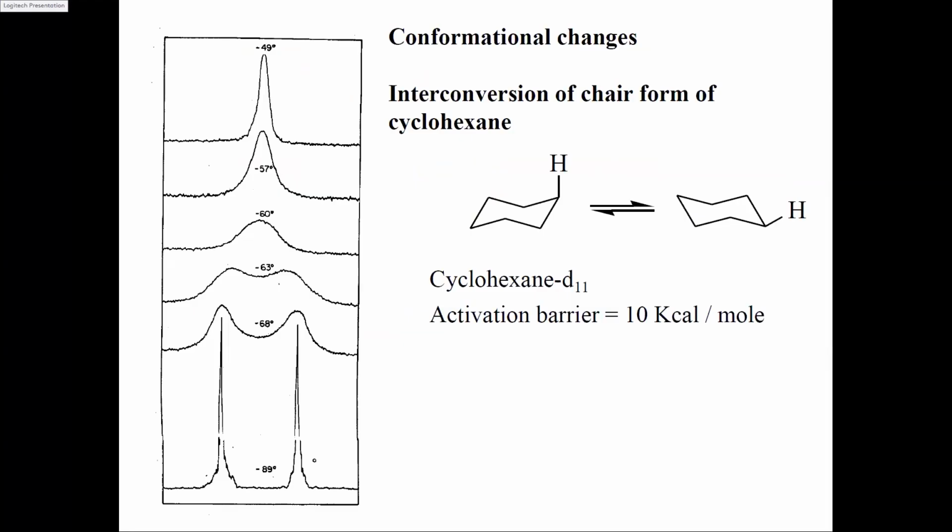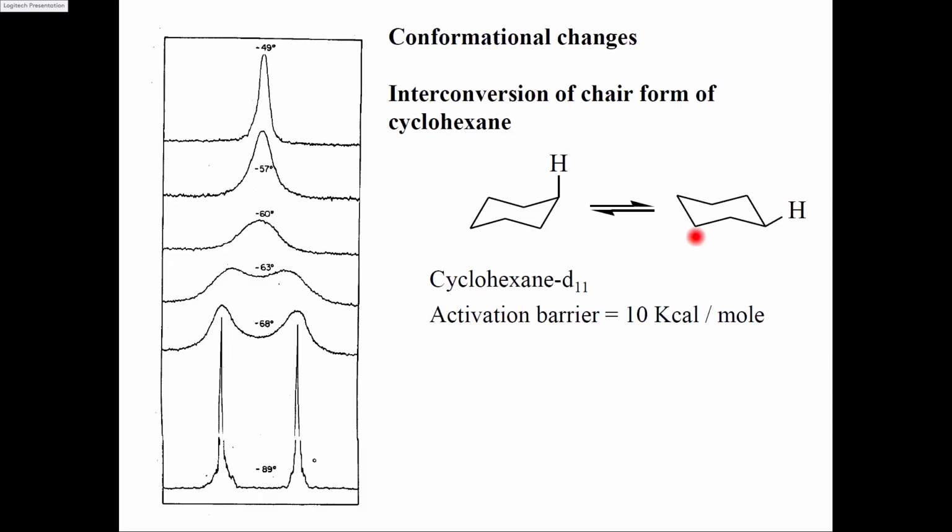Here the experiment is done with cyclohexane D11. In other words, in all of these positions, hydrogen is replaced by deuterium. You have only one hydrogen present in the system. So if it undergoes the chair-to-chair conversion, the axial position is converted into an equatorial position in the cyclohexane system. Just having only one proton is convenient to study.